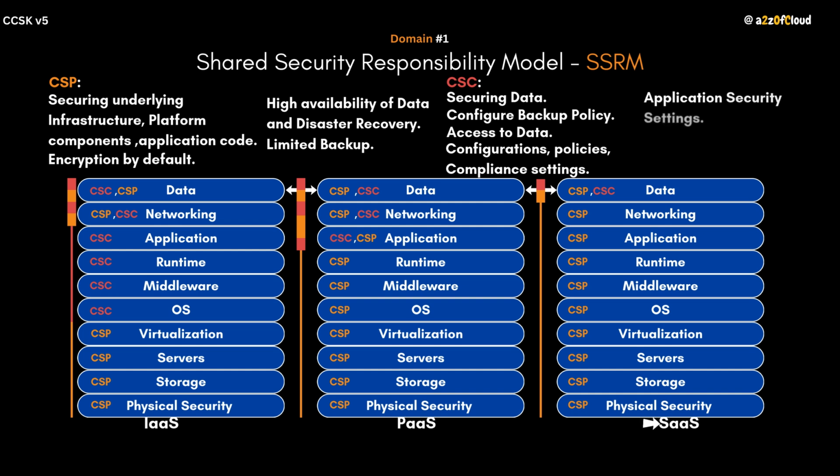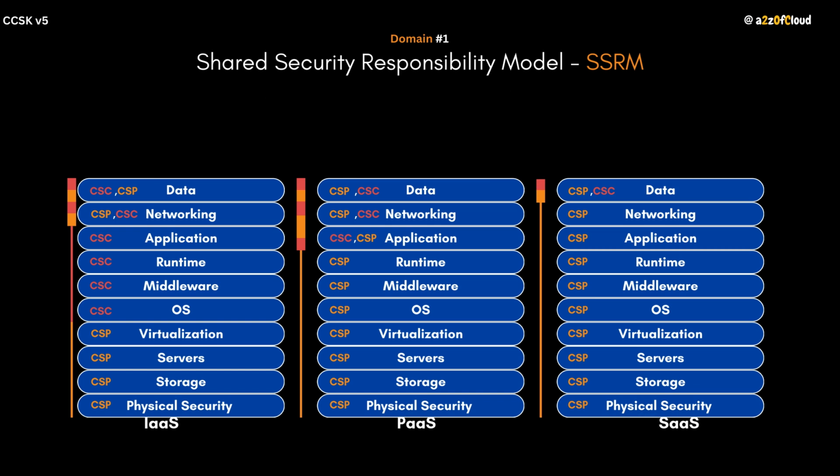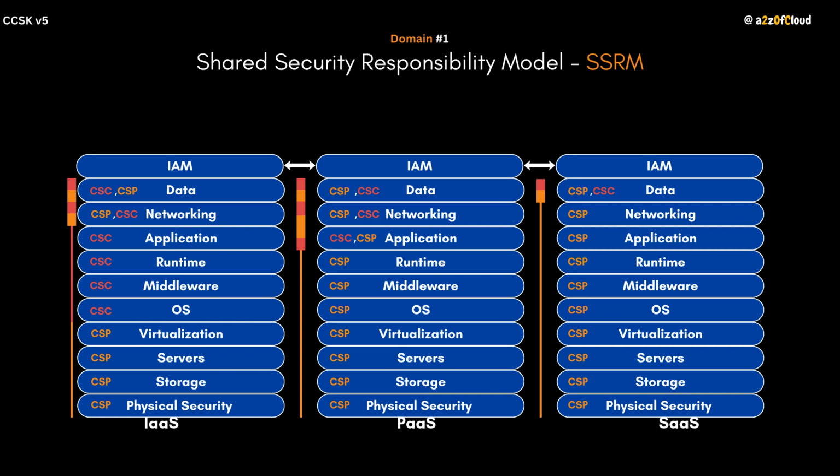Configure security settings for the application. Make use of customer-managed keys if the software provider permits. Implement data loss prevention to protect data. The next layer in the shared security responsibility model is identity and access management.